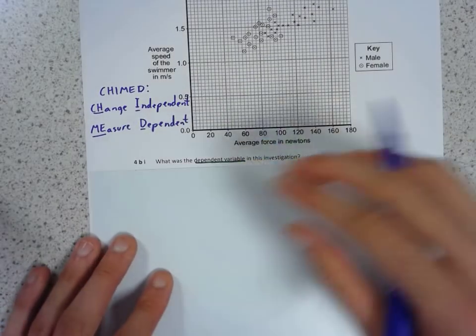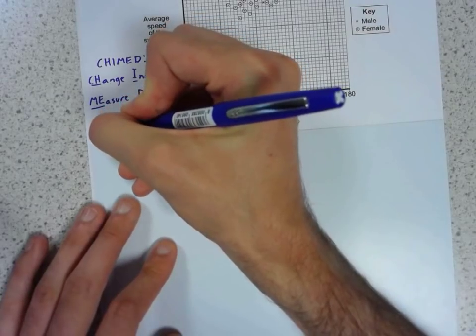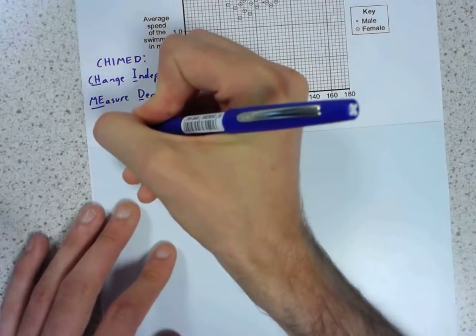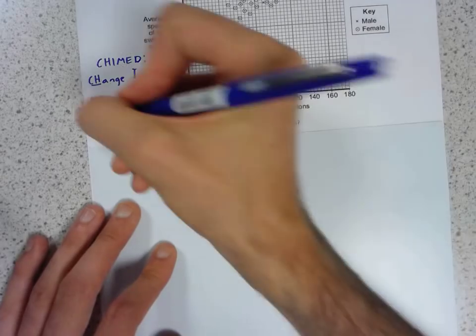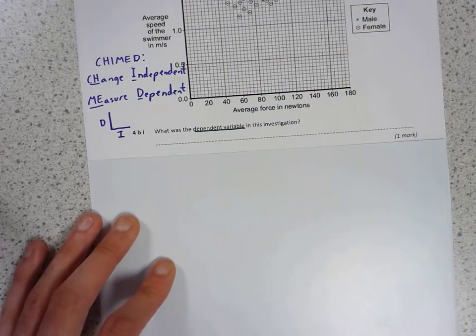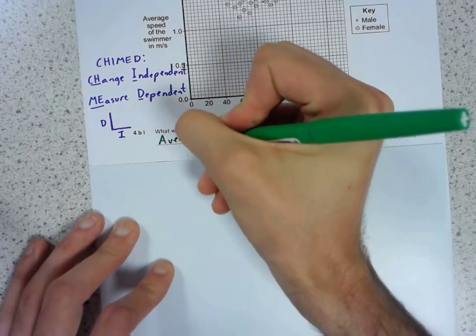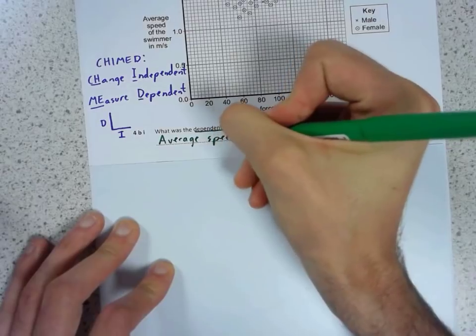Another way I can remember this, apart from my CHIMED mnemonic, is just looking at any graph. The independent variable goes on the x-axis, the dependent variable on the y-axis. So my dependent variable is the average speed of the swimmer.